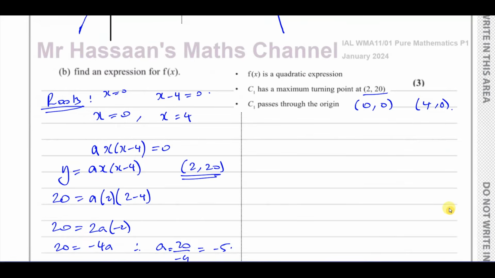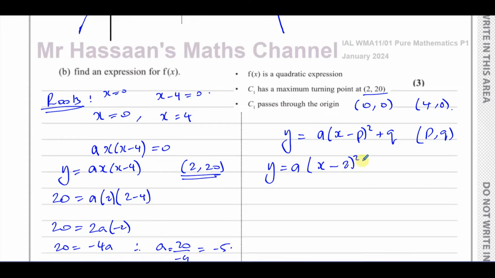Now I mentioned we can also work it out in another way by using the vertex. So we know that the vertex is (2, 20), and we know that equations in completed-the-square form are something like this. You have a times x minus p squared plus q. This is the completed-the-square form of a quadratic equation. So (p, q) stands for the coordinates of the vertex. So we know the vertex is at (2, 20). So we can say y equals a times x minus 2 squared plus 20. That would be a quadratic whose vertex is (2, 20).